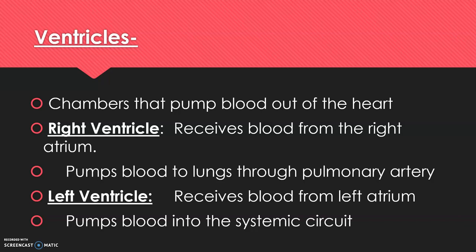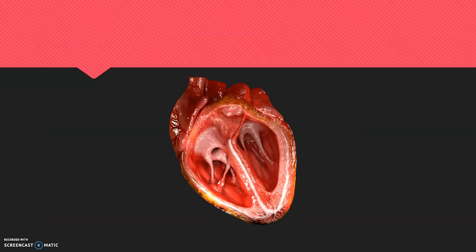The right ventricle is going to receive blood from the right atrium, and it's going to pump it right into the lungs through the pulmonary artery. The left ventricle receives the blood from the left atrium, and it's going to pump the blood into the systemic circuit. This is where all the blood is going from our heart to the body. These walls, again, in the left ventricle are thicker because it's harder to pump blood to the entire body than just to the lungs, as the right ventricle does.